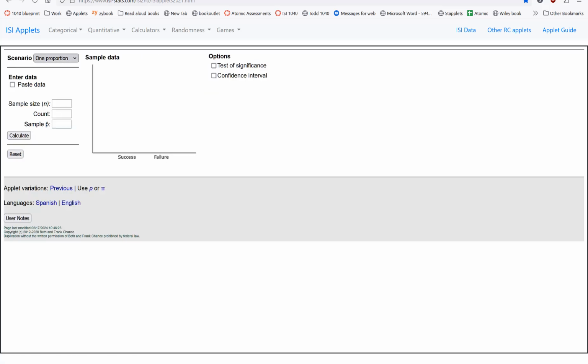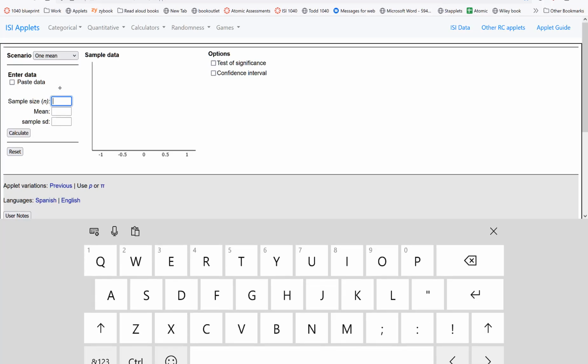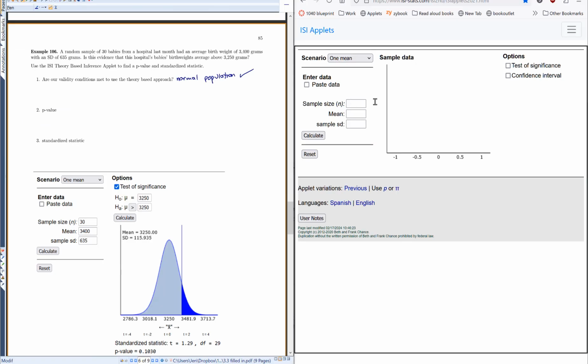You have to change the scenario from one proportion to one mean. Then you put in your sample data. So in this spot, everything we put in here is our sample data. My sample size is 30. My sample mean is 3,400. Biggest problem is to make sure you don't mix up your means. My sample standard deviation is 635. Calculate.